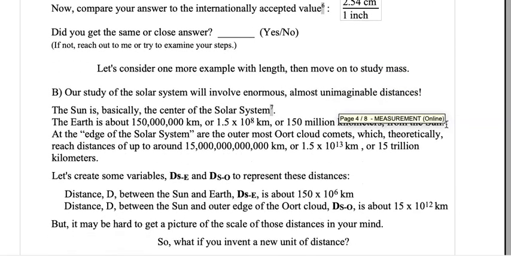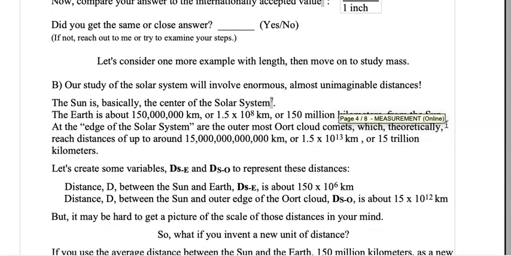And the second exercise looks a little bit deeper into space and reviews the Sun and the Earth and the distance between the Sun and the Earth. And the outermost part of our solar system is theoretically this puffy cloud of comets, which extends to enormous distances. In fact, 1.5 times 10 to the 13 kilometers, or 15 trillion kilometers, or 15 with 12 zeros after it. And that is the distance of the outermost comets in the Oort cloud.